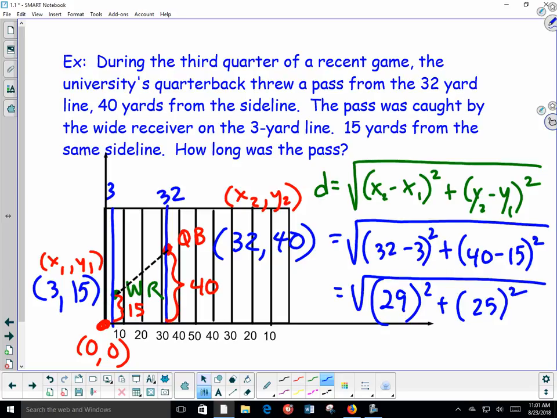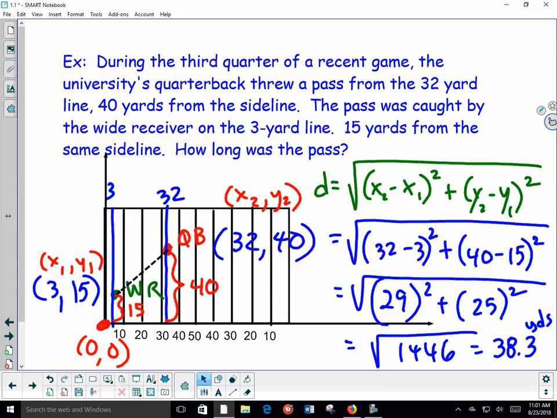Hopefully I'm doing my math right. And then I'm grabbing my calculator, and I am doing 29 squared plus 25 squared. So that whole thing is 1,446. And then that is approximately what? I'm telling my calculator to do the square root of that answer, and I am getting about 38.3, in this case it'd be yards. All right, so that's how you can use the distance formula to solve this real life problem.